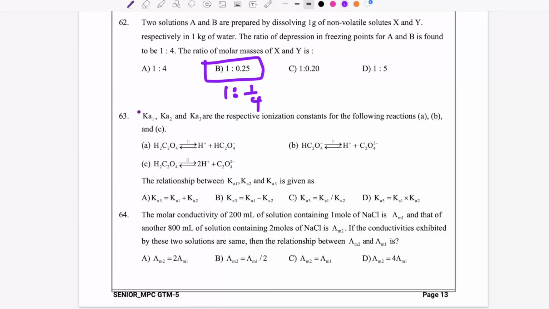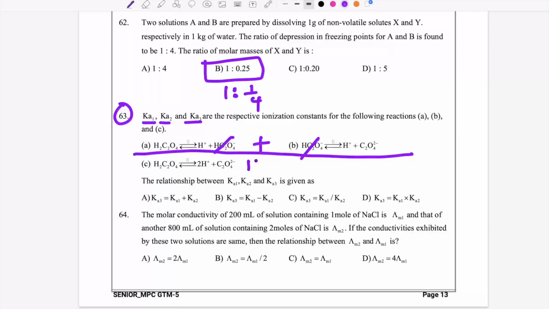We got the 63rd question. Ka1, Ka2, Ka3 are respectively given for ionizations of these three reactions, and we have to find the relation between them. It's obvious from these three reactions that if we add the first reaction A and reaction B, these two things get cancelled out and we end up with H2C2O4 giving 2H plus and C2O4 2 minus.